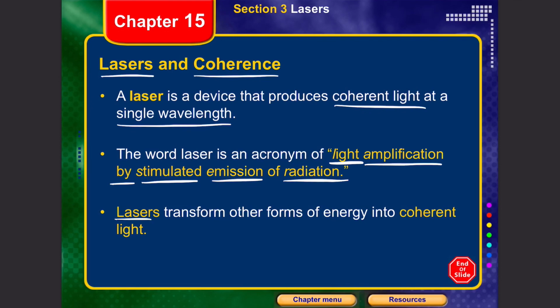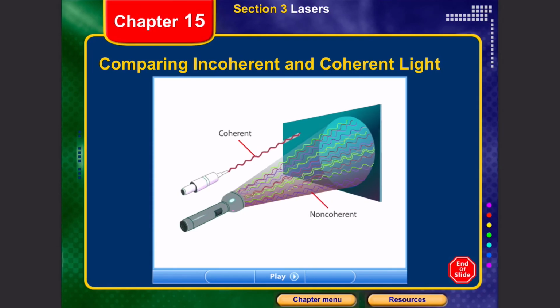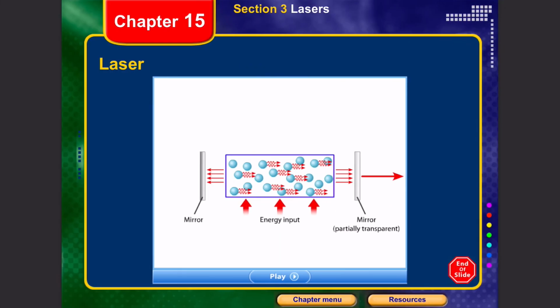Lasers can transform other forms of energy into coherent light. They can use heat energy, light energy, and molecular energy to create coherent light. Coherent light always travels in a single direction and also has the same wavelength, one single wavelength of light.